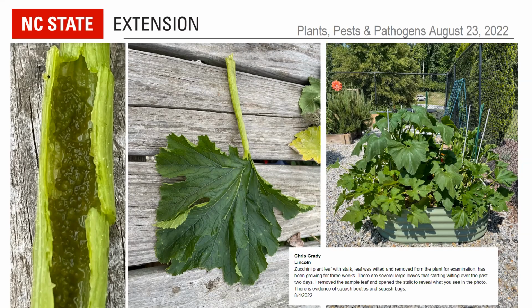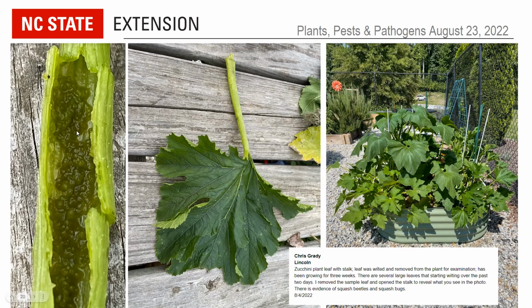There's evidence of squash beetles and squash bugs. So squash beetles and squash bugs are both foliar pests. They're going to be on the leaf surfaces, feeding, either chewing in the squash beetle case or sucking juices in the squash bug case. The squash bugs may produce necrosis in the leaves, whereas squash beetles typically just produce a lot of raggedness and kind of chewed damage.